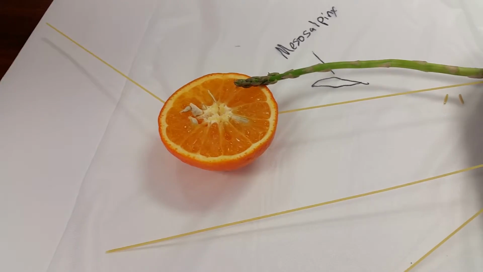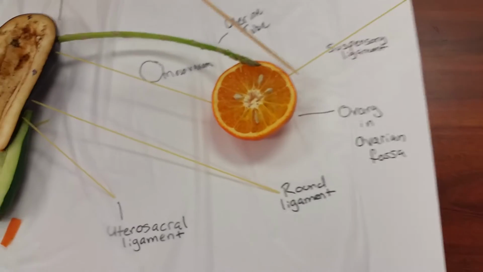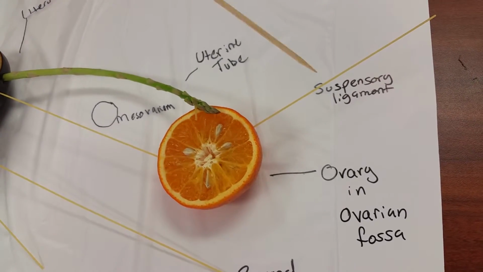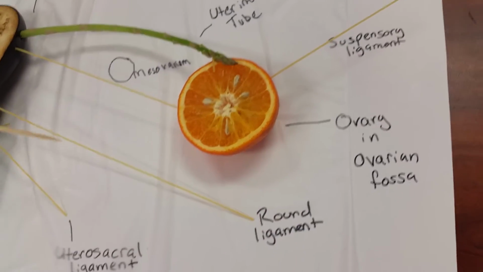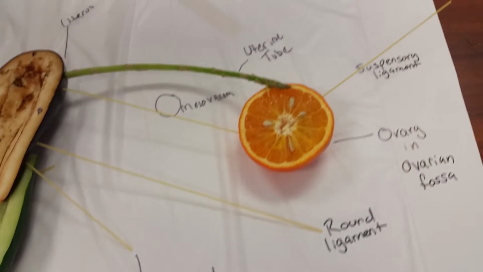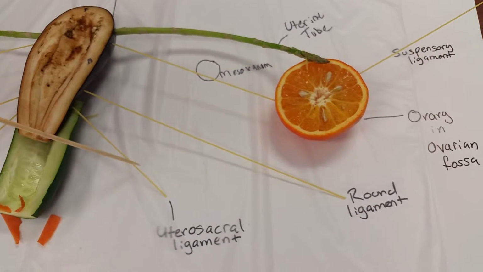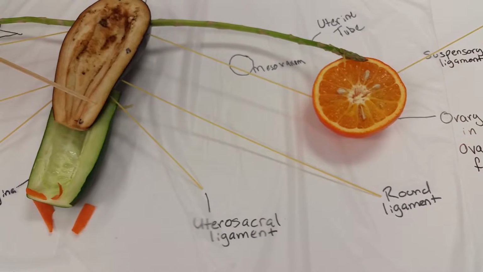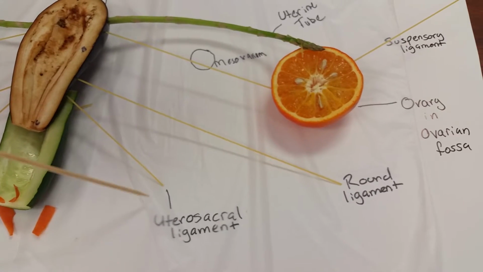So next we'll go on to the ligaments here. We're going to go to this side where we've got the suspensory ligament, which attaches the ovaries to the lateral pelvic wall. We've got the round ligament down here. It can also be seen up here as well. And then we have the uterosacral ligament, which originates from the internal os of the cervix down to the sides of the rectum.